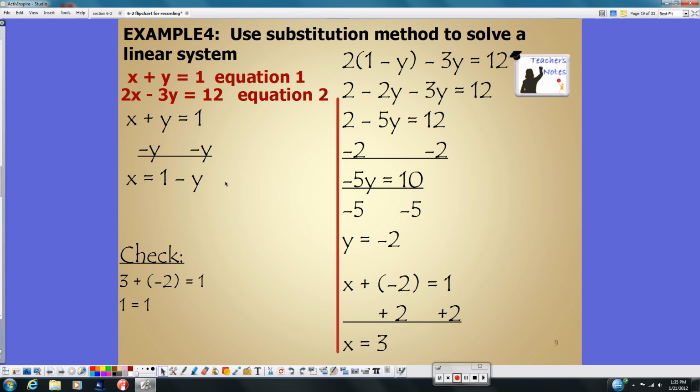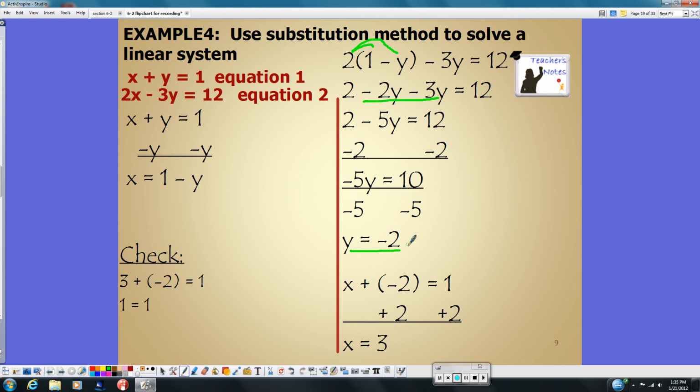I then take my 1 minus y and substitute that for the x in equation 2. We then have to distribute. So I have to distribute 2 to the 1 and 2 to the negative y. So 2 times 1 is 2, 2 times the negative y is negative 2y, minus the 3y equals 12. Combine the like terms here, so you have 2 minus 5y equals 12. Subtract 2 from both sides to get negative 5y equals 10. Divide both sides by negative 5 to get y equals negative 2.